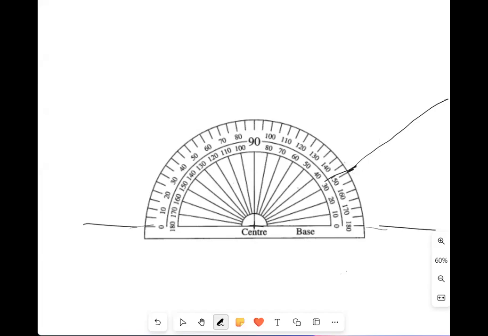You draw this line straight down here, right? And you remove the protractor. The program isn't allowing me to do it, but you get an idea.